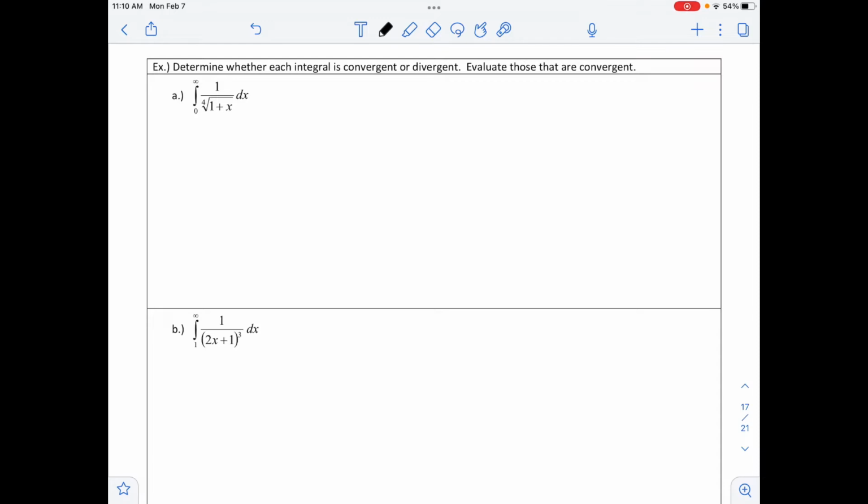The example says, determine whether each integral is convergent or divergent. Evaluate those that are convergent. So the first one we have says, evaluate the integral from 0 to infinity of 1 over the 4th root of 1 plus x dx. So in order to do this, we're first going to rewrite this with a limit and say the limit as t approaches infinity of the integral from 0 to t of 1 over the 4th root of 1 plus x dx.